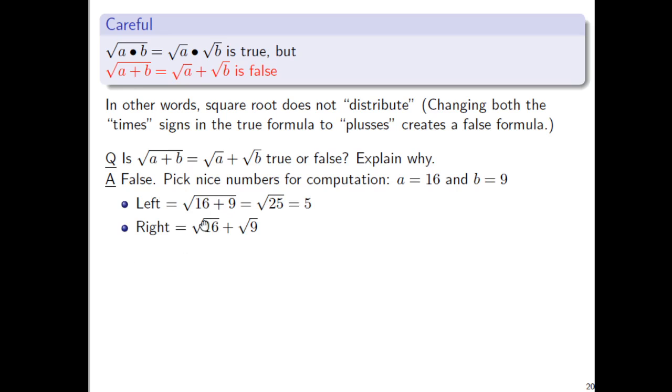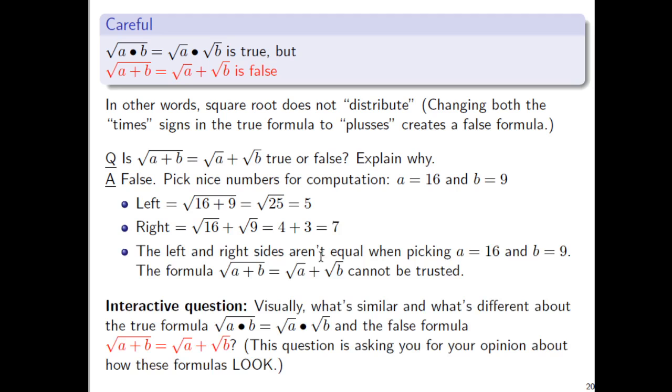On the right side, you have root 16 plus root 9, so you'll get 4 plus 3, which simplifies to 7. The left and right sides are not equal, right? When we picked a equals 16 and b equals 9. Therefore, this formula can't be trusted. Root a plus b equals root a plus root b? No, that's false. That's a lie, and we should not believe it.